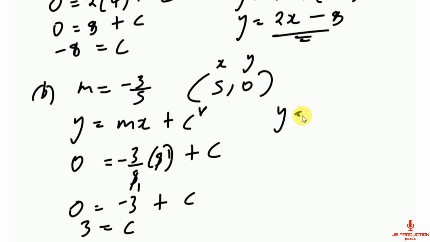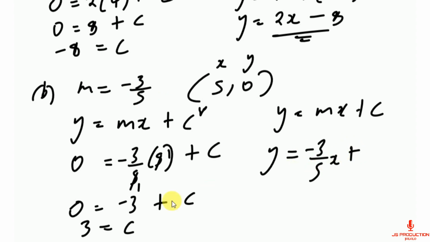We're going to say our equation of the straight line will be equal to mx plus c. So y is equal to, we know that our gradient is negative 3 over 5, so negative 3 over 5x, plus our y-intercept, we know that's 3.